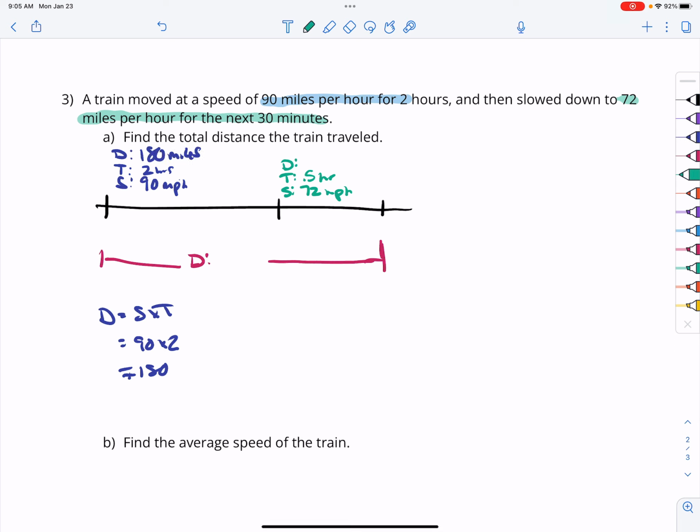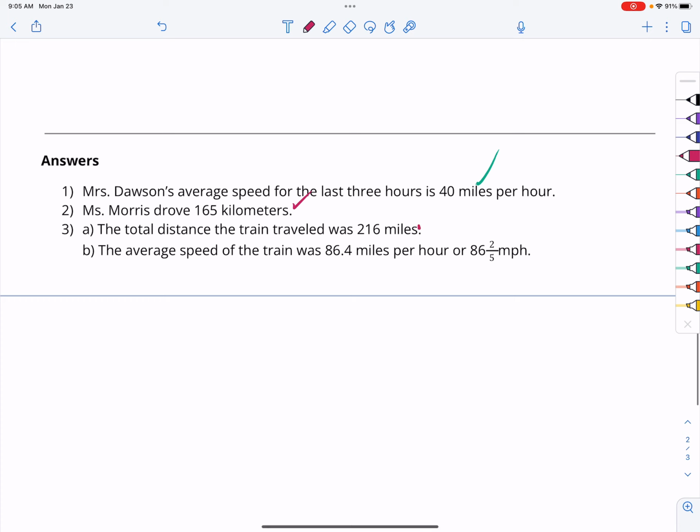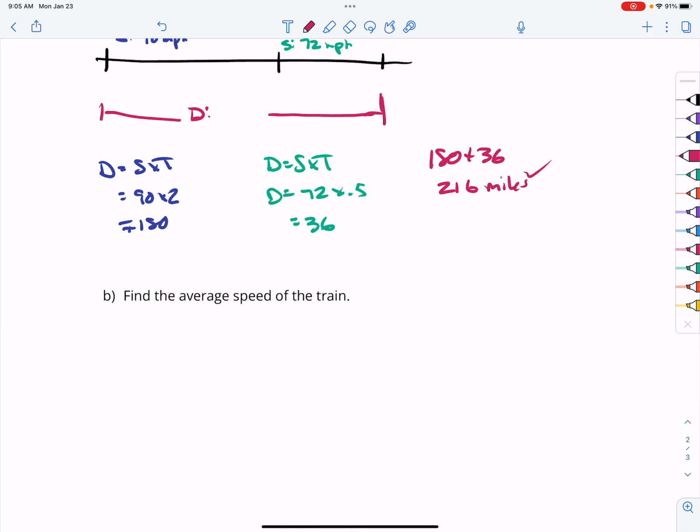And in that second portion, we have the same formula. So our distance equals 72 times a half, and half of 72 is 36. So that's 36 miles. So 180. Our total distance is going to be 180 plus 36, which is 216 miles. Check it. All right. So find the average speed.